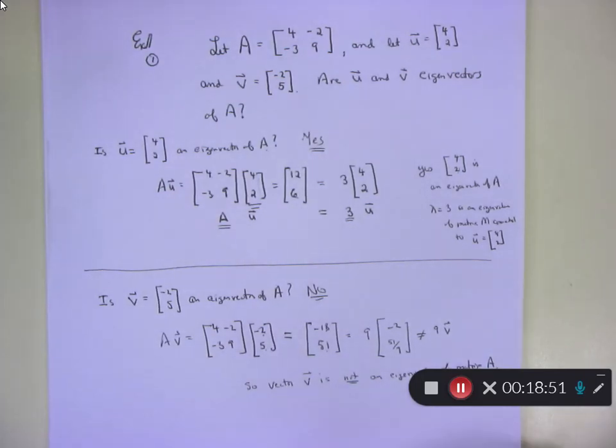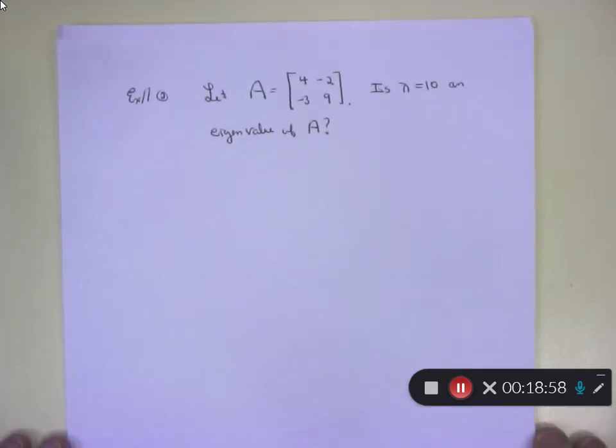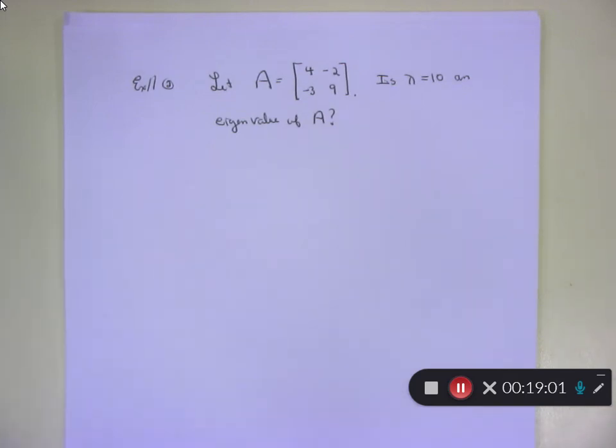Well, let me switch up the game here and try this question. This is a little deeper. Question number 2 asks you this. Oh, same matrix, just to let you know. I just put it on a different piece of paper. Matrix A is still the matrix 4, negative 2, negative 3, 9. Is lambda equal to 10 an eigenvalue of A? The answer is yes or no, but then you better prove it to me, okay?